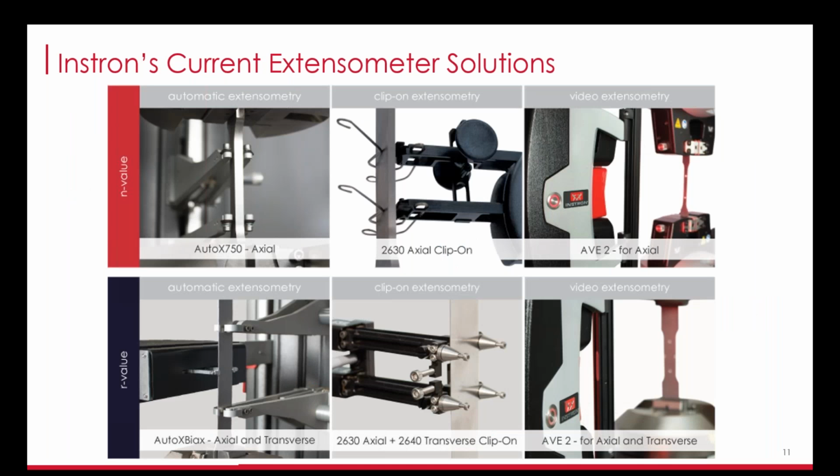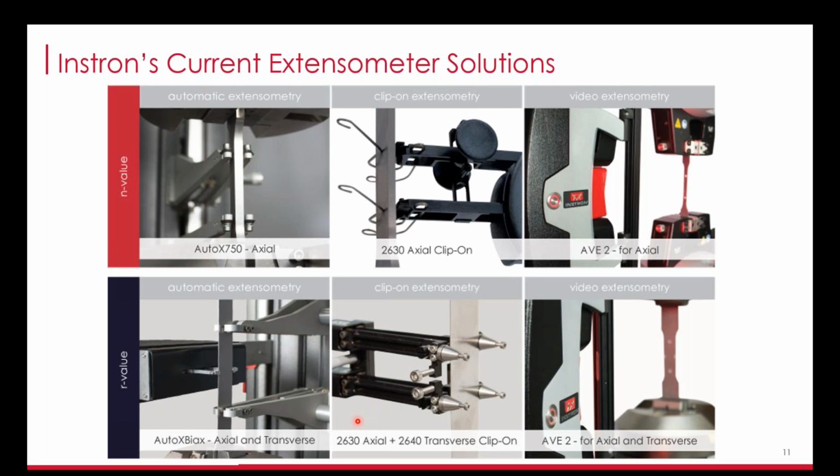Some images of the current extensometers that we offer. So for n value, axial strain capability is all that's required. We have our automatic extensometer, the AutoX 750. We have manual clip-on extensometers. And then, of course, we have our AVE2, the video extensometer that would track marks on the specimen, so it's non-contacting. For R value, we can add the transverse capability to the AutoX 750 for the AutoX biax.